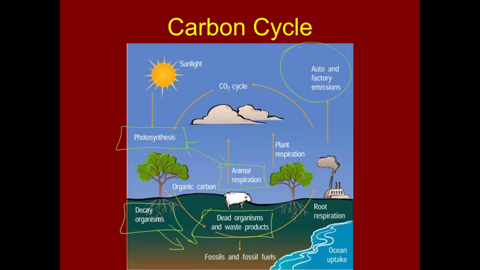Factory emissions and any type of burning of our forests also add to it. So again, we see where that carbon is being added, and then it goes out as carbon dioxide when we breathe it out through respiration. It goes into the atmosphere, but then it can be taken back in by our plants through photosynthesis. So that carbon is constantly moving through its cycle.